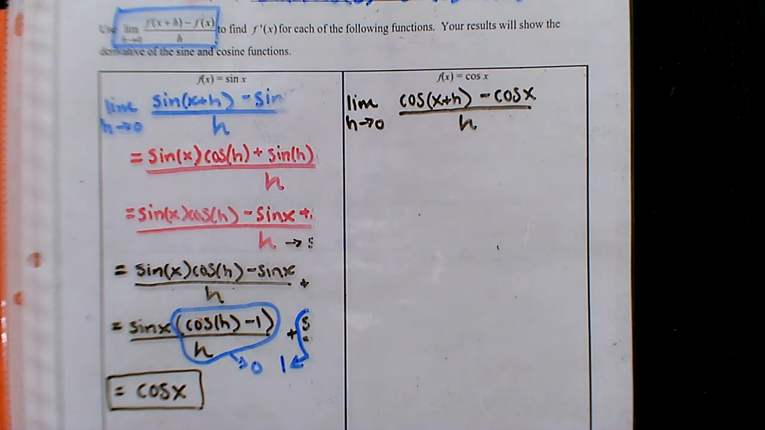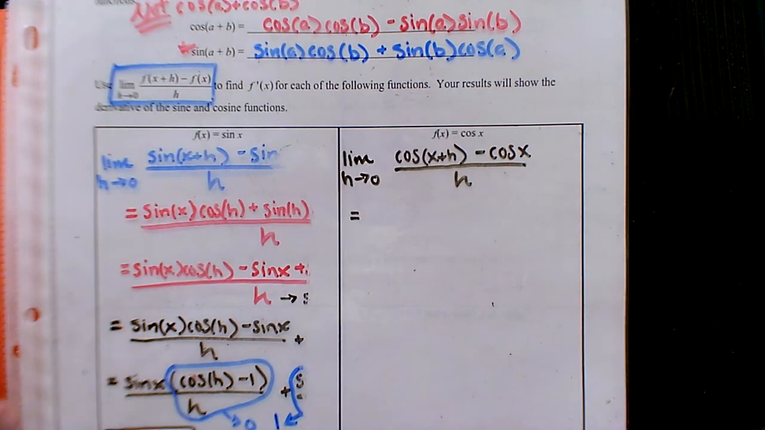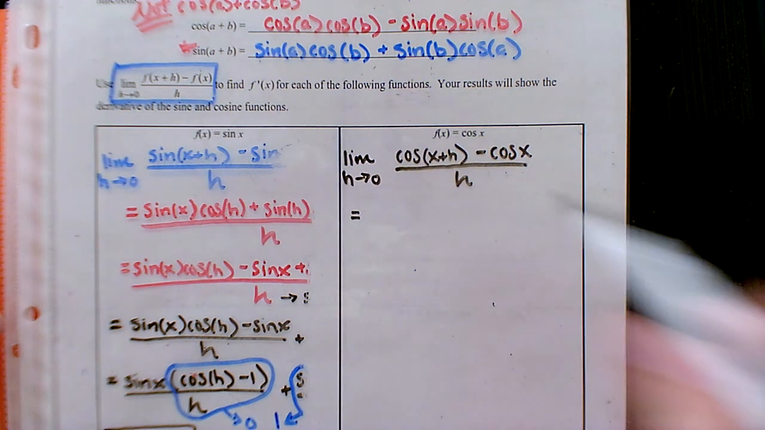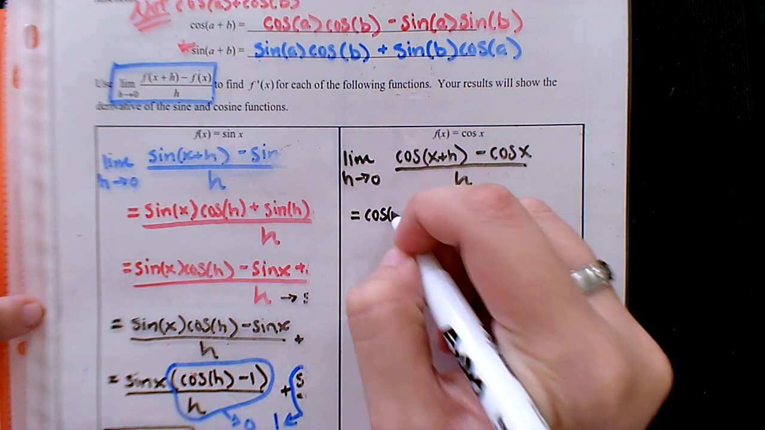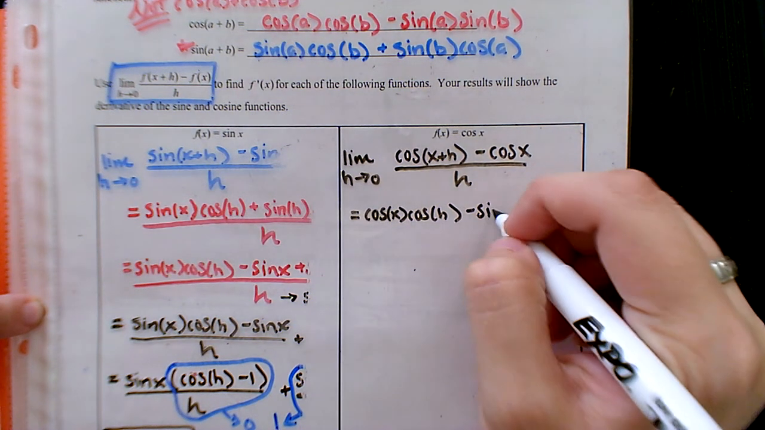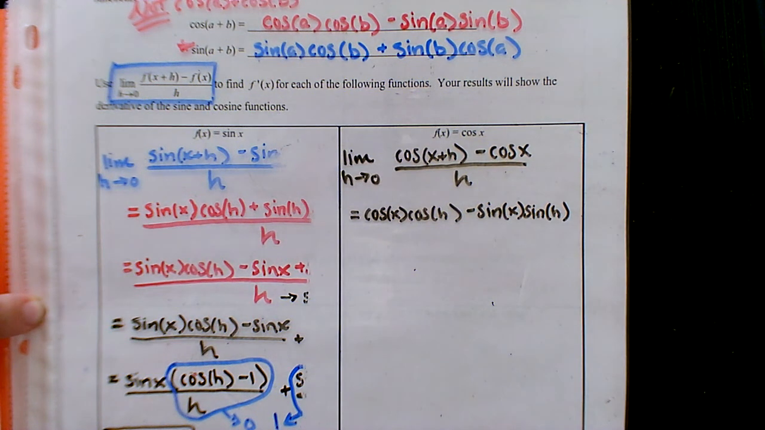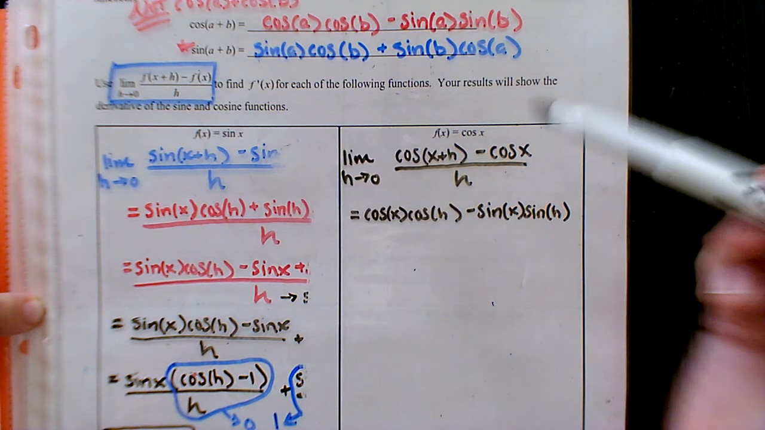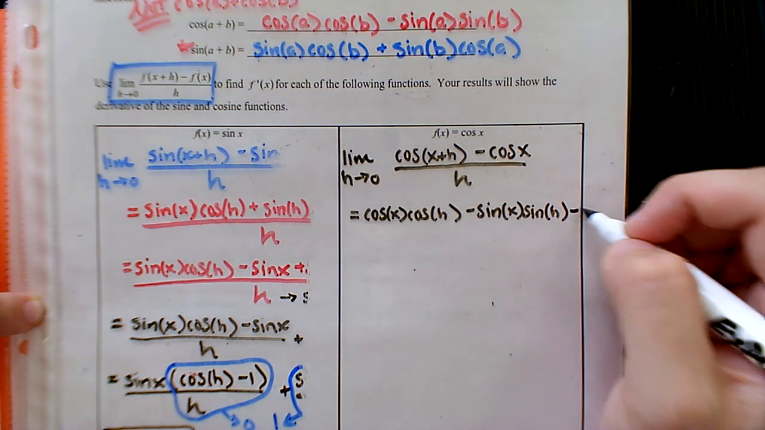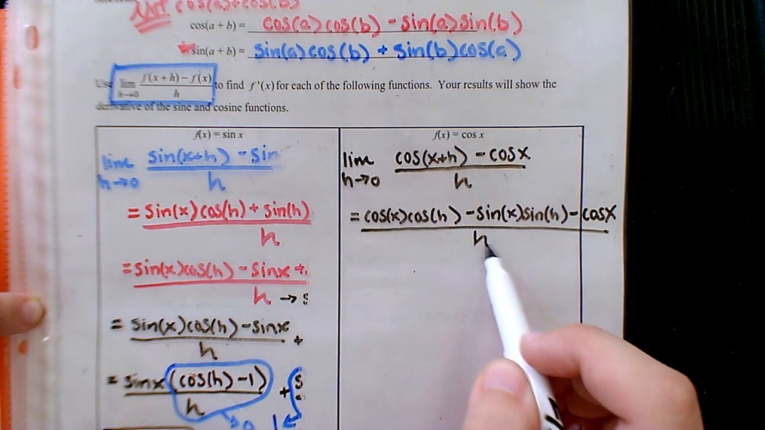Okay. All right, where do you guys want to go from there? Can we rewrite cosine of x plus h? Good, Ariana? There we go. Yep, so instead of a's and b's, we're going to use the x and h. So we have cosine of x times cosine of h minus sine of x times sine of h. We also need to keep the minus cosine x from the original derivative and all over h.